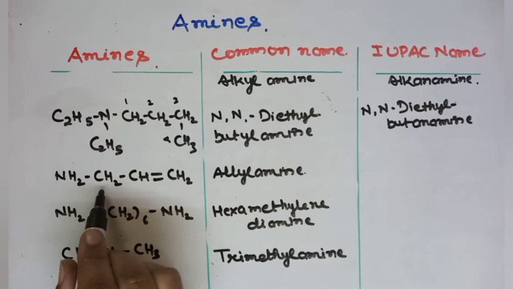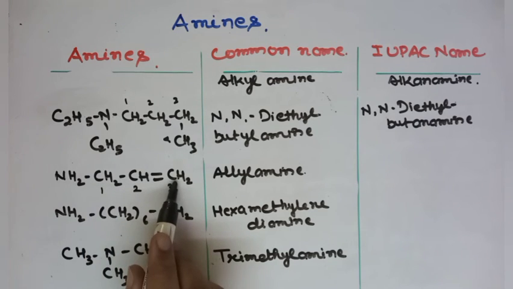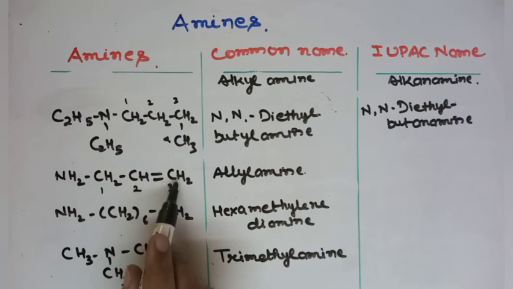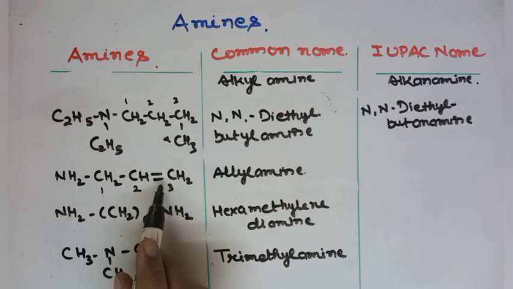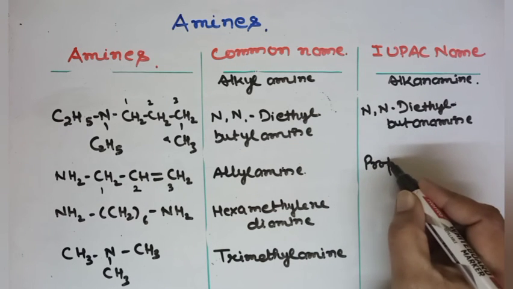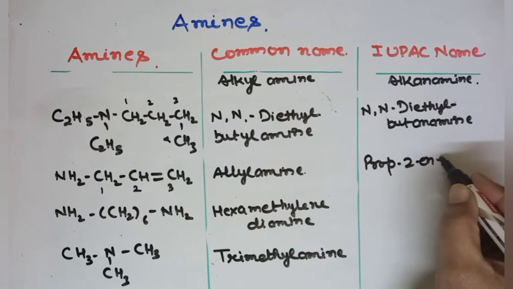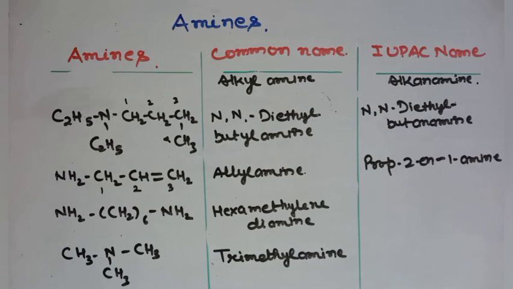And this one, 1, 2, 3. So here we have a 3 carbon atom chain. This one is prop and ene is connected at second. So this one is prop-2-ene. And the amine is connected at first position. The priority of the NH2 group is greater than the priority of this double bond. So its name will be prop-2-ene-1-amine.